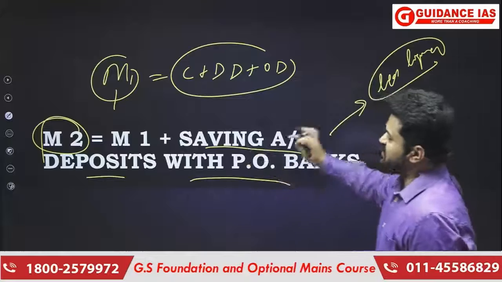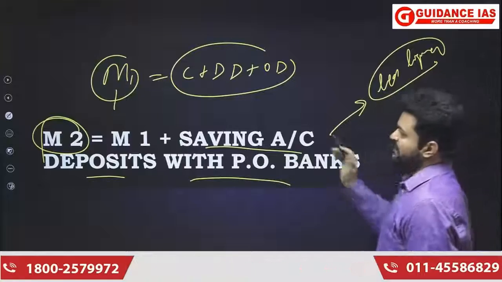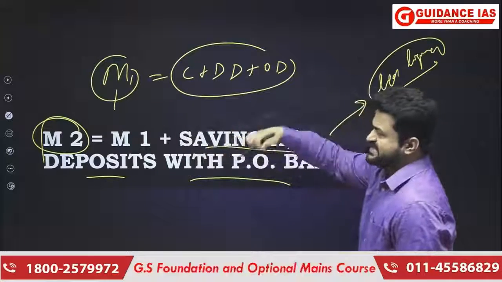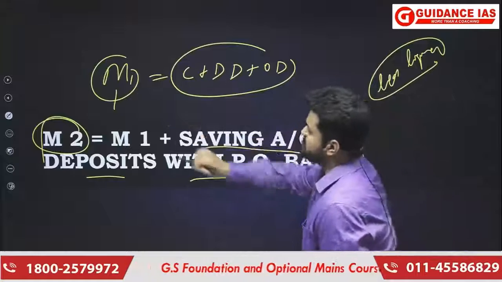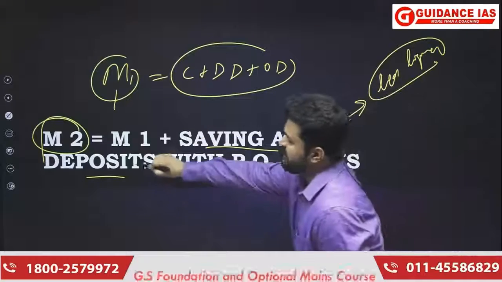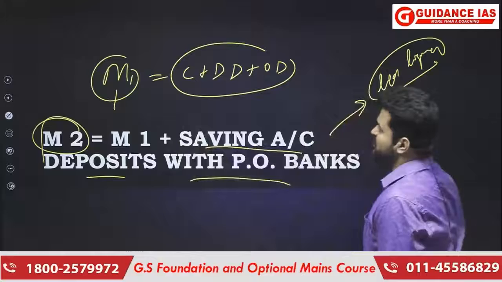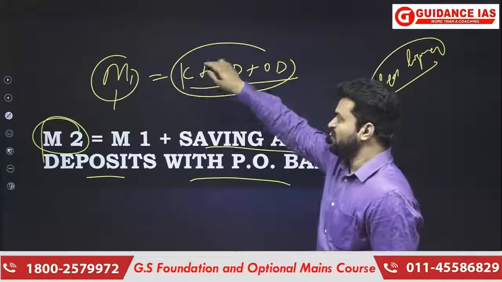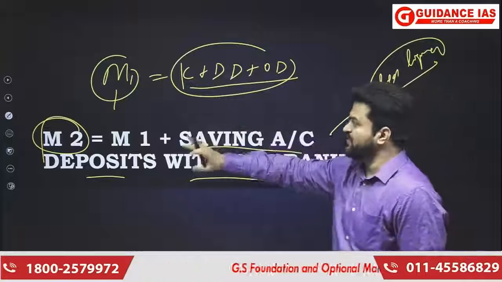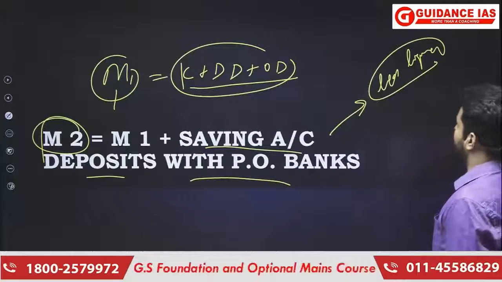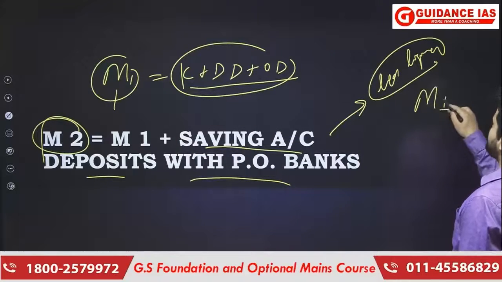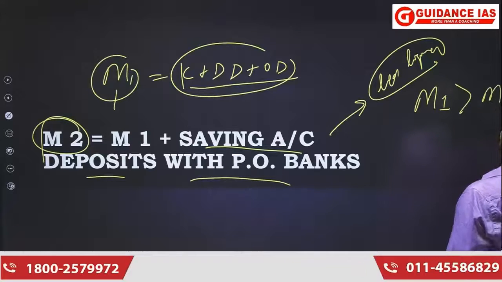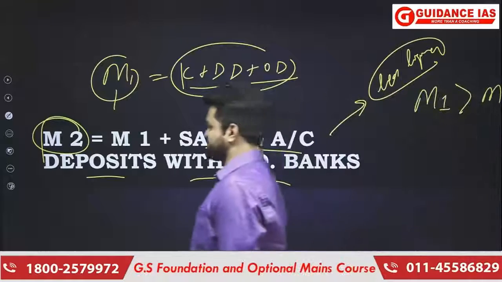So the first conclusion that you can derive from M2 is that this is going to be less liquid than M1, because what is being added in M2 other than M1 is going to be less liquid than all the components that you have in M1. So that is why M2 is going to be less liquid than M1. So which is more liquid? M1 is more liquid than M2. Okay, this is the first information.